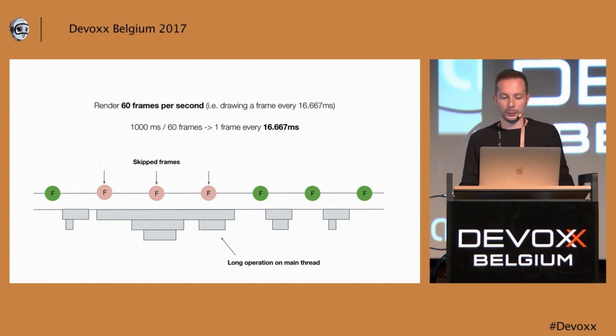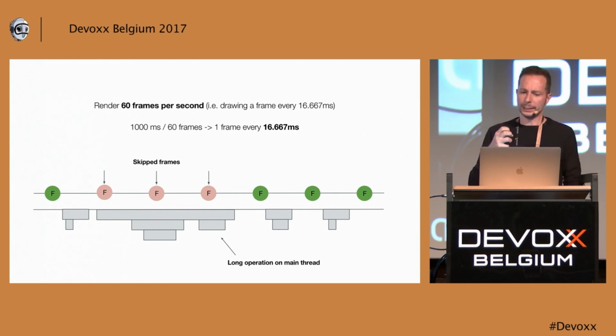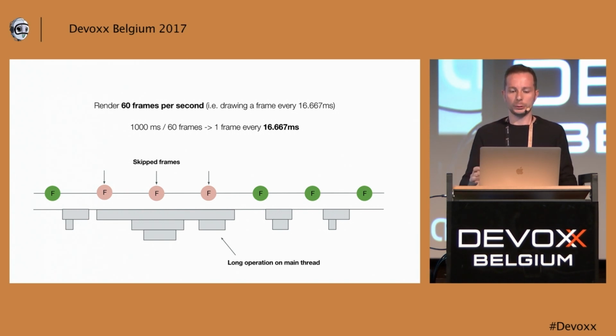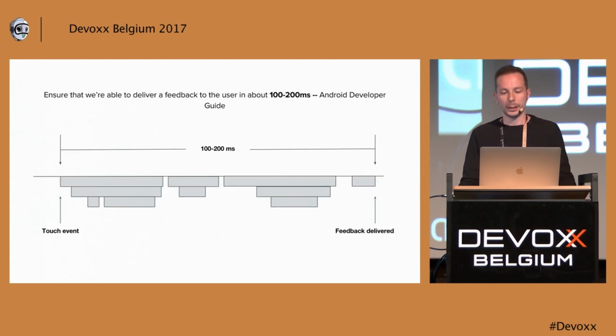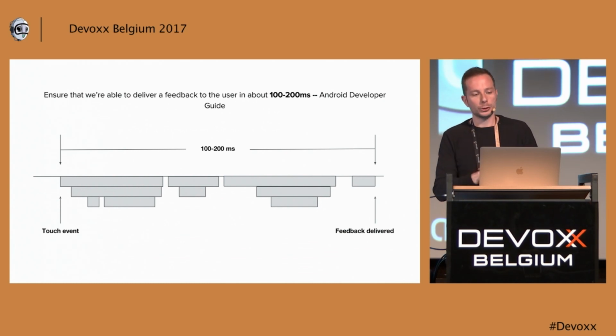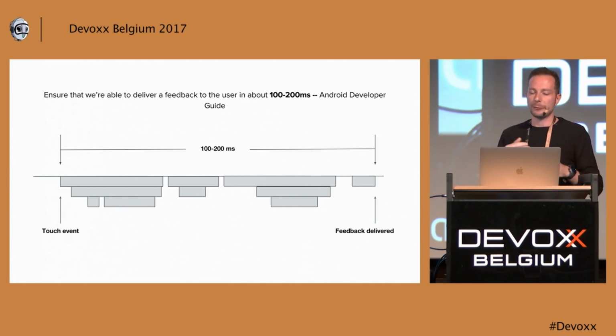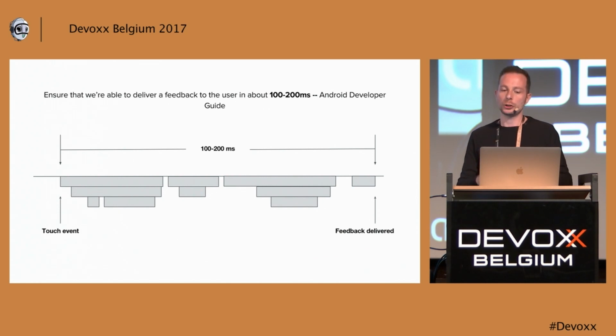So ideally, if we want to allow the system to draw a frame every 60 milliseconds and have this feeling of smoothness without any jankiness, we need to keep the main thread free and able to draw a frame every 60 milliseconds. Additionally, the Android documentation also says that the user expects feedback after 100 to 200 milliseconds. And this is pretty much another example. We need to show something after the user, for example, presses a button, within 100 to 200 milliseconds.